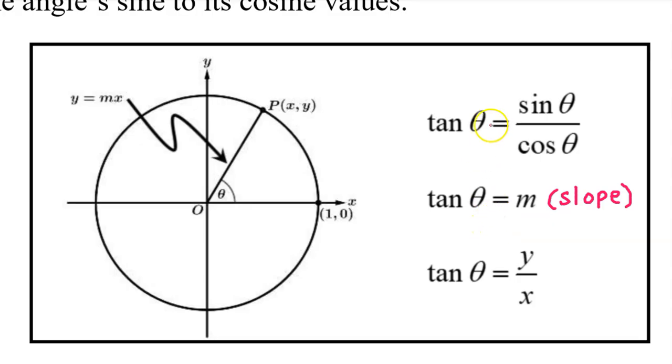So we can think of tangent theta in these three ways, and I want you to hold all three of these ways in your head at the same time. Tangent is sine over cosine, tangent is y over x, and tangent is the slope of the terminal side.